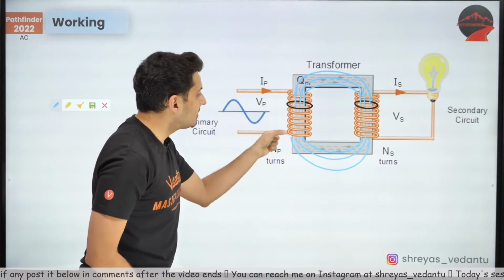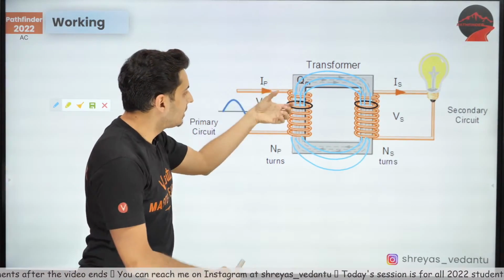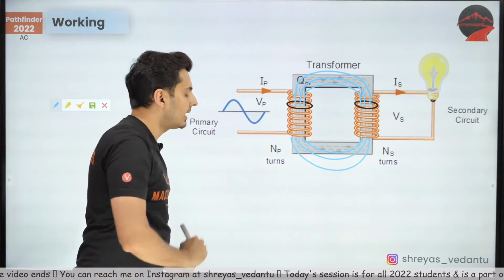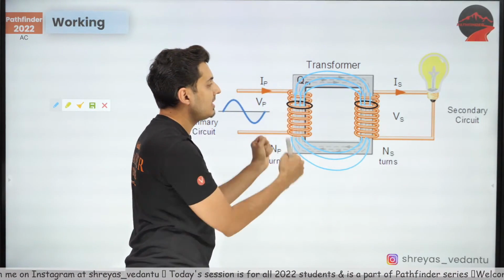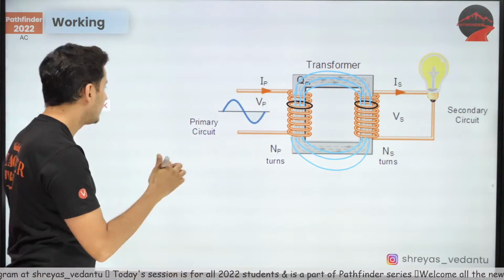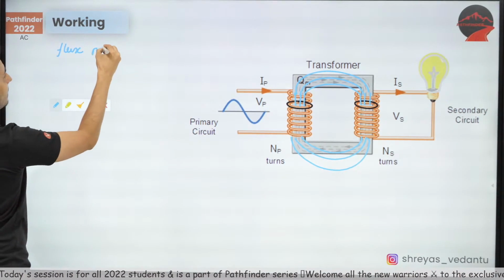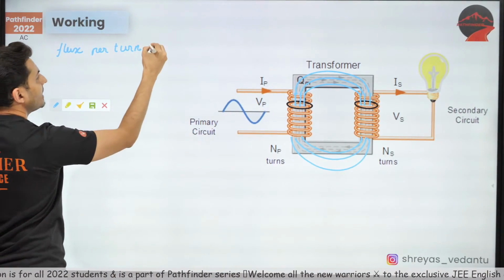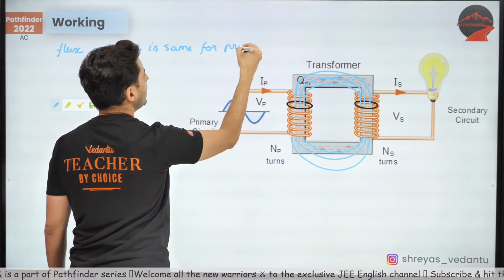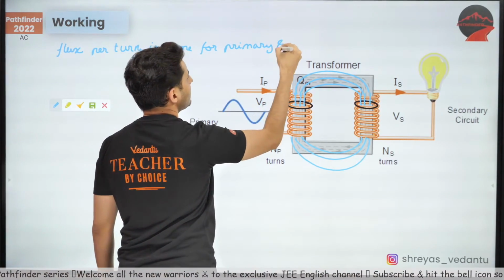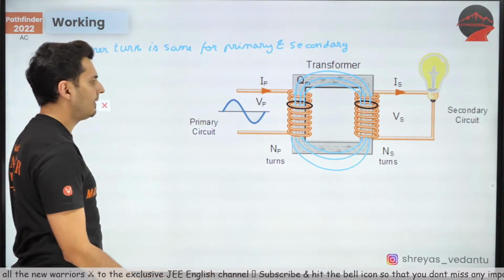Understand, the total number of turns could be different. So these 3 lines, for example, might cut through these turns multiple times. But in every single turn, the number of field lines will be the same. So can I easily say the flux per turn is the same for primary and secondary? That's very, very important. It's the same for primary and secondary.